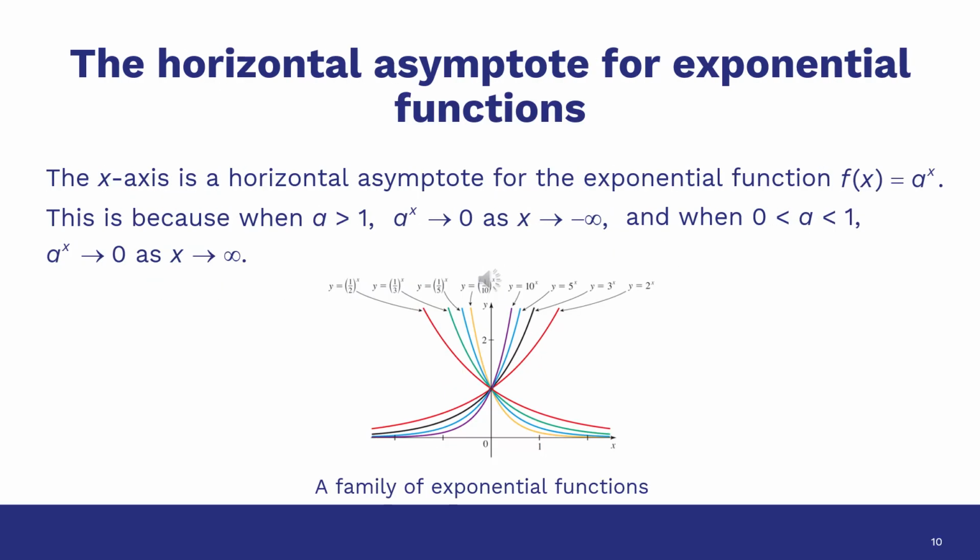When analyzing exponential functions, it's important to recognize that the x-axis acts as a horizontal asymptote. This means the curve approaches but never touches the x-axis. When the base a is greater than 1, the function a^x moves closer to 0 as x becomes very negative. Conversely, when the base is between 0 and 1, a^x decreases towards 0 as x grows larger. The graph below shows several exponential curves, some rising, others decaying, but all leveling near y = 0. This consistent behavior defines the boundary that exponential functions never cross.